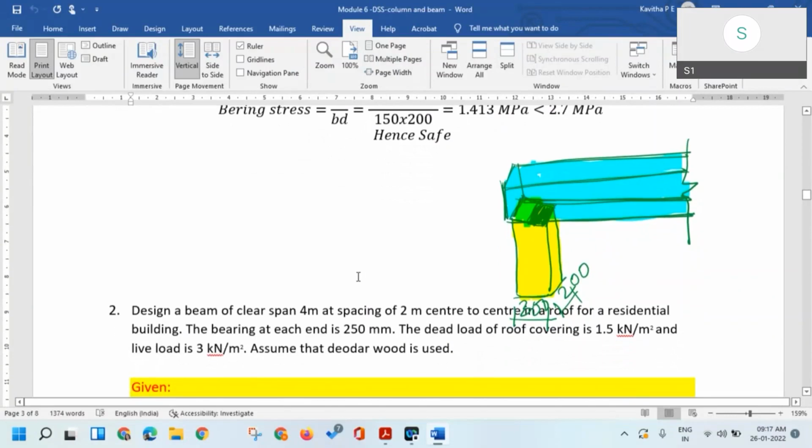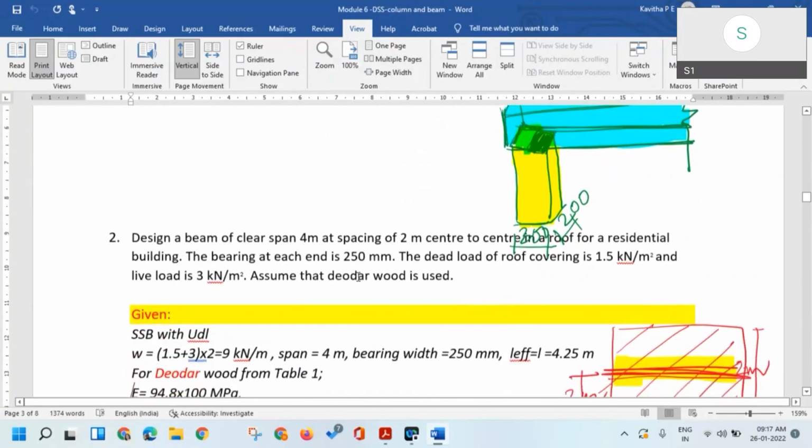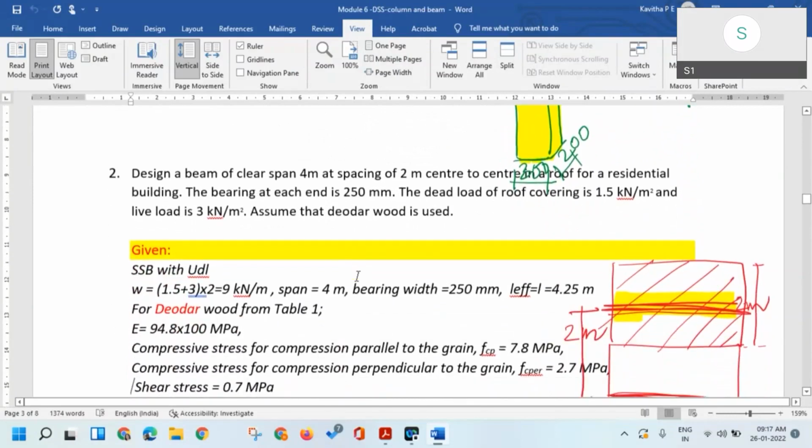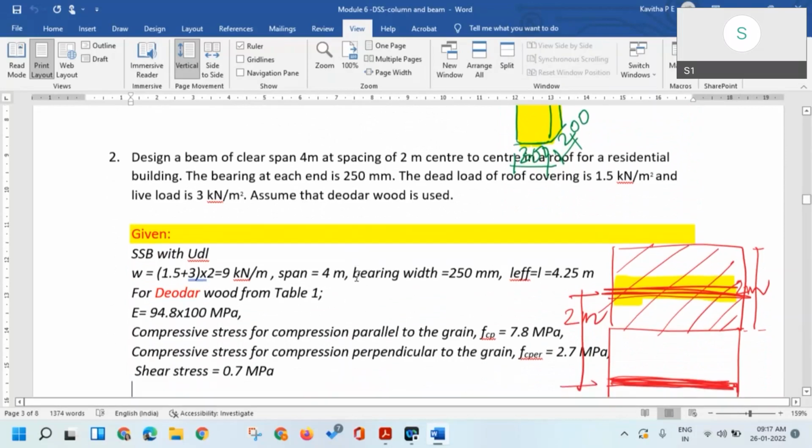Almost all the questions are similar to the one we have discussed. The second question, which has a slightly different type of input value, is: design a beam of clear span 4 meter and spacing 2 meter center to center in a residential building with bearing 250, and dead load 1.5 kilonewton per meter square and live load 3 kilonewton per meter square.